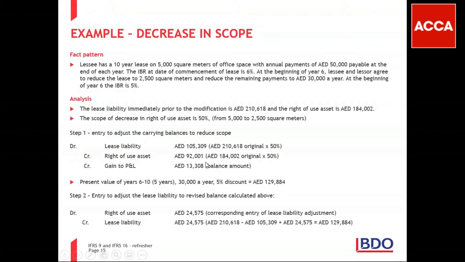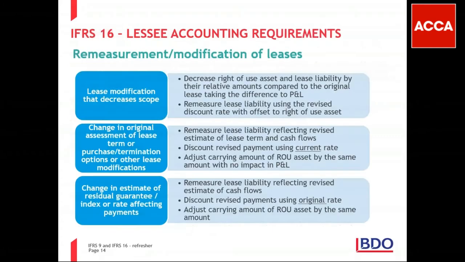Now, once we have passed these entries, we have to bring the lease liability to this amount, and therefore we have to pass an adjustment of 24,000 dirhams to increase the lease liability, and the same increase is also adjusted into the right of use asset. So that is how you account for the decrease in scope.